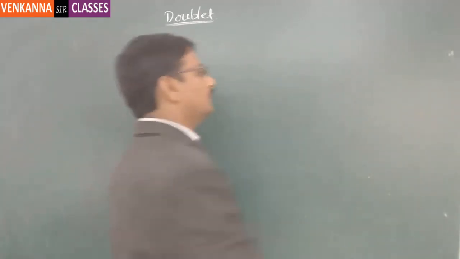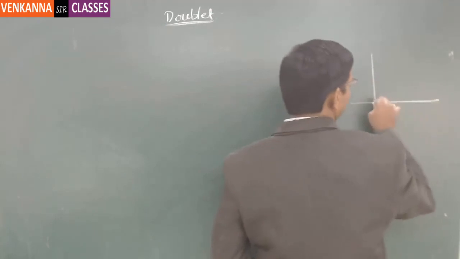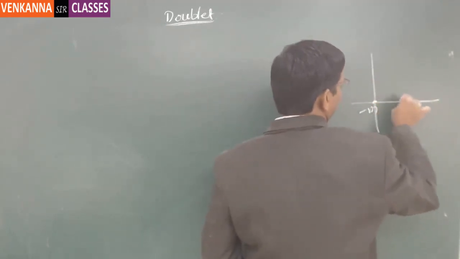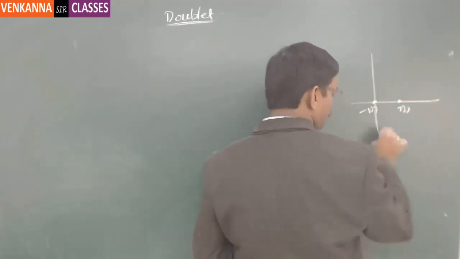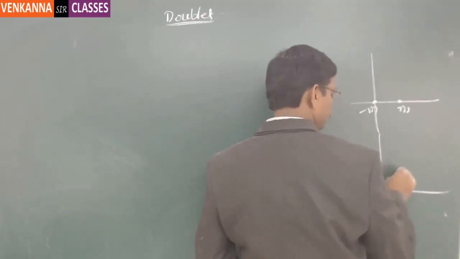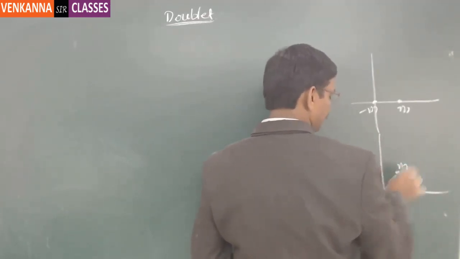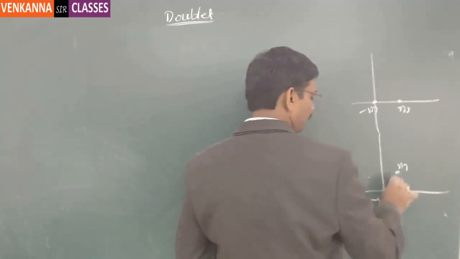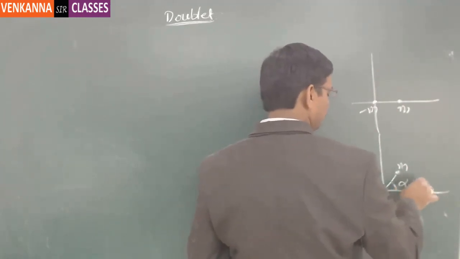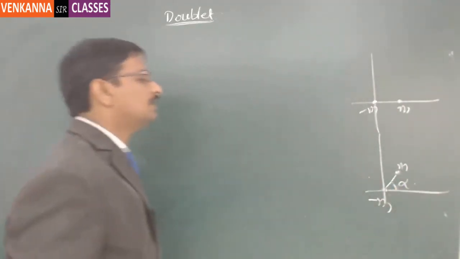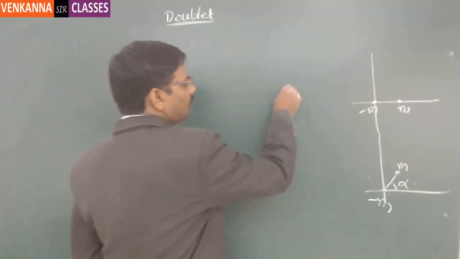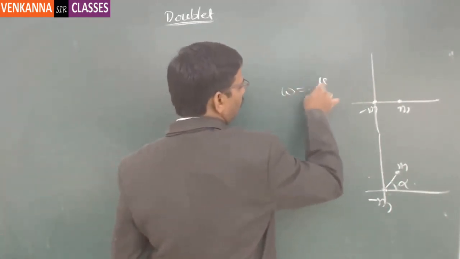See, earlier we have modeled the doublet on the x-axis. So minus m here and plus m here. Now what if this is located in this direction? So this is plus m and this is minus m. Now if it is making an angle of alpha with respect to the x-axis, is the complex potential the same? So here the complex potential is coming out to be mu by z.